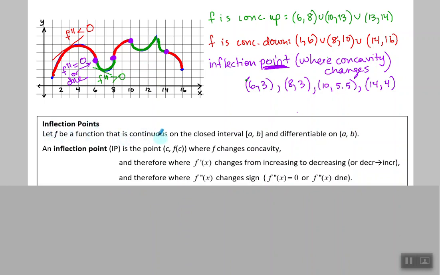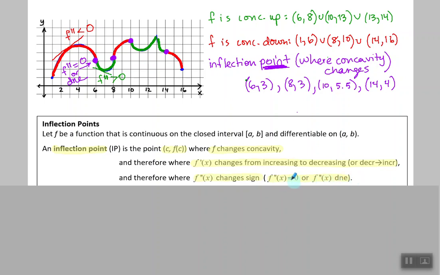Let f be a function that is continuous on the closed interval a to b and differentiable on the open interval a to b. An inflection point, we often say IP for short, is the point c, f of c, notice an ordered pair, where f changes concavity. Therefore, it can be found where f prime changes from increasing to decreasing or decreasing to increasing, and therefore where the second derivative, f double prime, changes sign. Now we're going to be able to locate these by looking first for where the second derivative equals 0 or the second derivative doesn't exist.